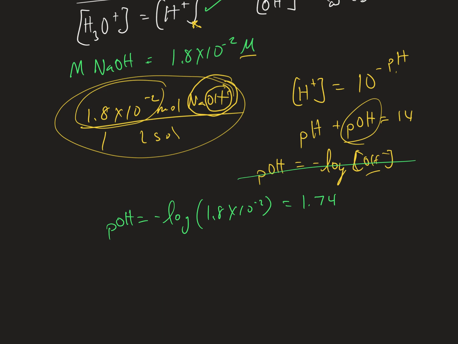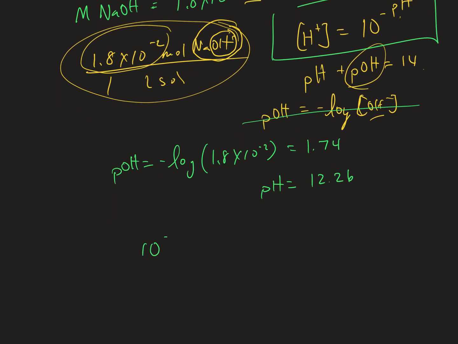Now we can plug it in here and subtract pOH from 14. So 14 minus 1.74, so our pH is 12.26. Is this making sense to everybody? Once we have the pH, now we can plug it in this formula and find the H plus concentration.